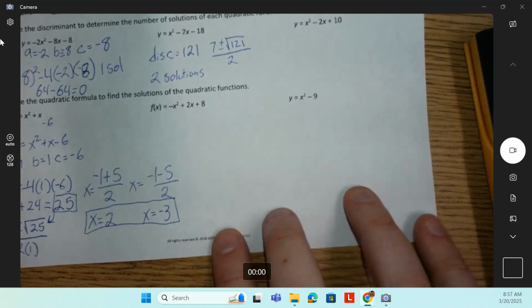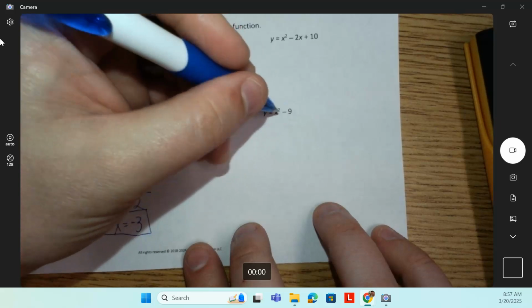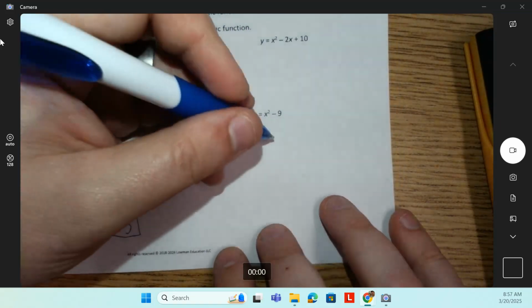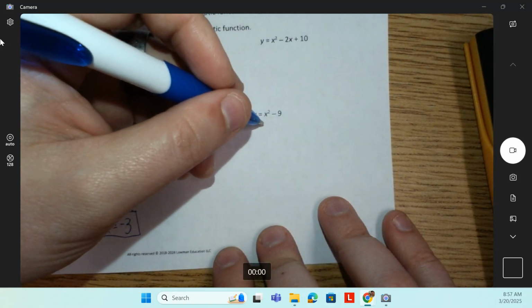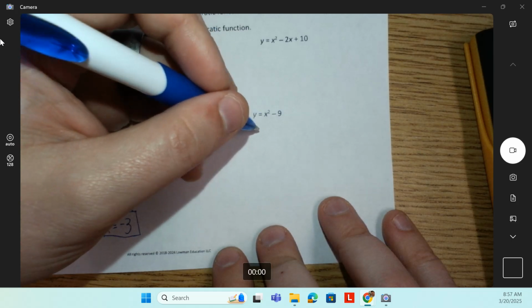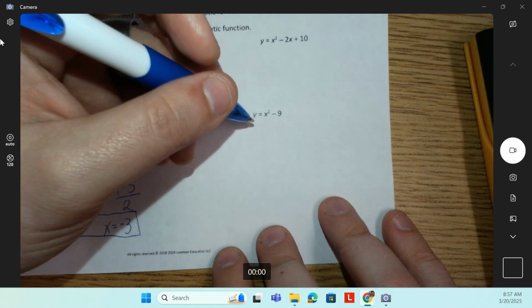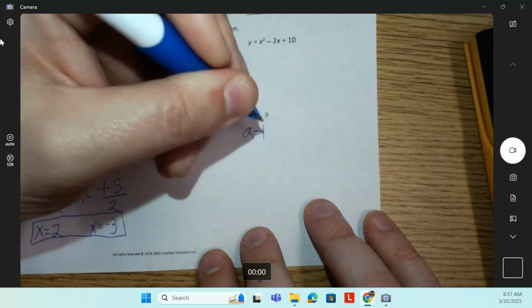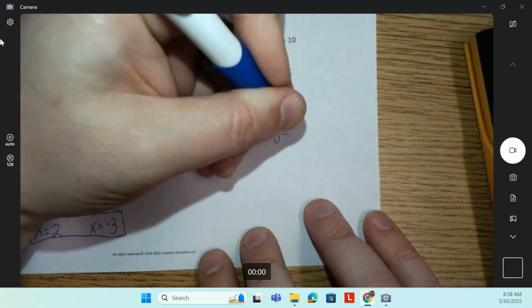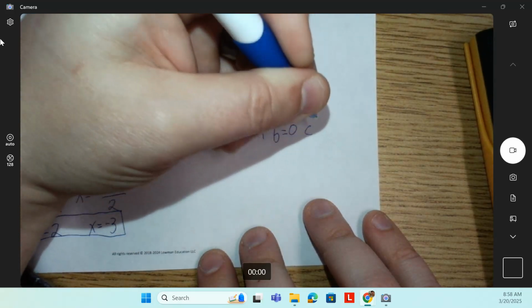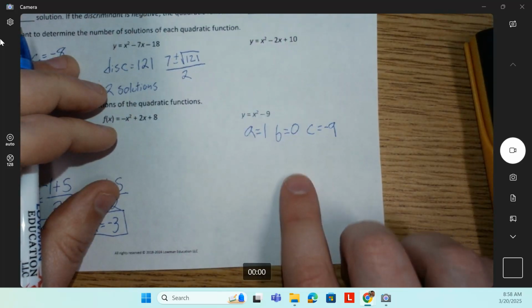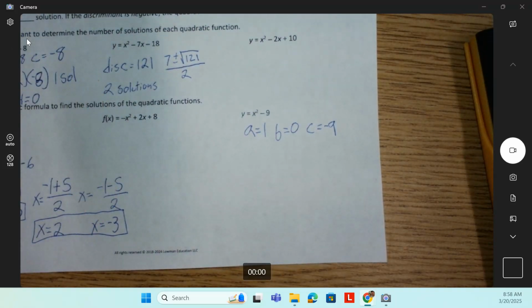Last thing I'll show you here, when you have x squared minus 9, that's a difference of squares. This would be a lot easier to solve just using the difference of squares, but if you're doing your a, b, and c values, a is 1, b is going to be 0, and c will be -9. So then you can use those numbers, plug it into the formula, and you'll figure it out from there.